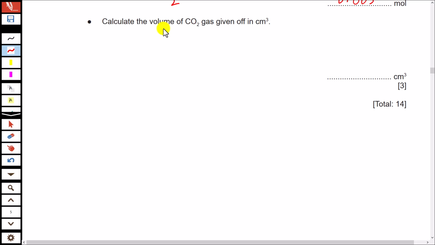Next we have to calculate the volume of carbon dioxide in cm³. The moles of carbon dioxide are 0.005, and multiply this by the molar volume, meaning the volume for 1 mole of a gas, that is a fixed value of 24,000 cm³, and this is at RTP, meaning room temperature and pressure. If you multiply this by 0.005, you will get 120 cm³.